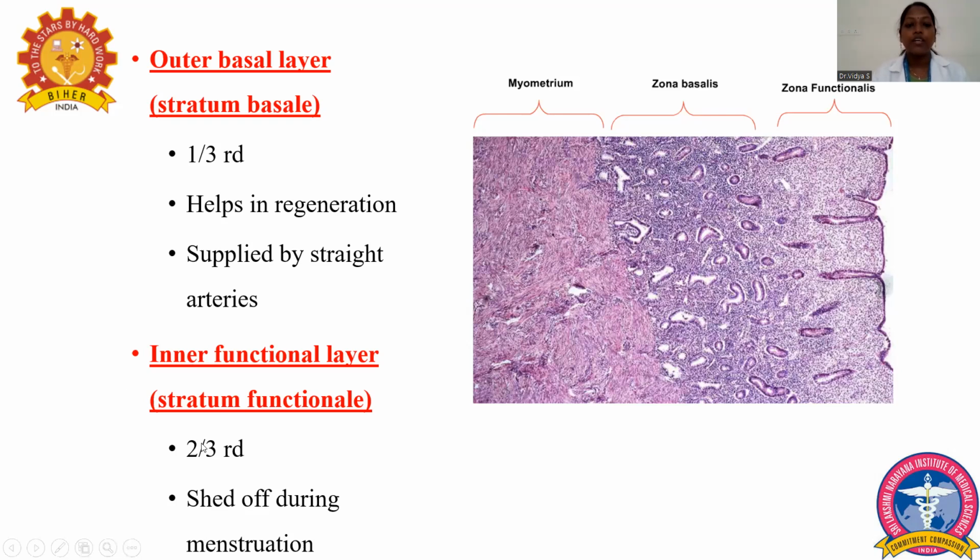The inner functional layer, the stratum functionale, occupies two thirds of the endometrium. And what is the function of the stratum functionale? The name itself says it has a function: it is going to shed off during the menstrual period. But the stratum basal is the outer basal layer. When the functional layer sheds off, this basal layer is going to regenerate. That way I'm giving this here as helps in regeneration.